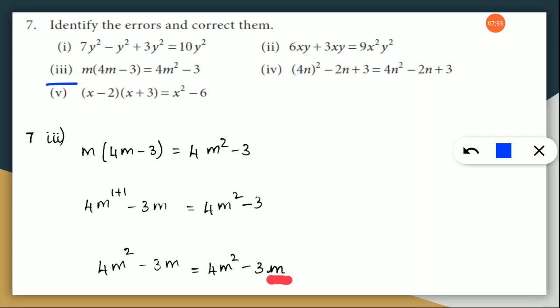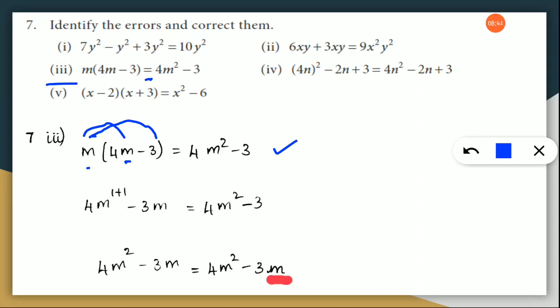Okay. Since there is an equal to sign, we know that both the right hand side and the left hand side should be equal. Shall we check? First, m into 4m minus 3 is equal to 4m square minus 3. The question is written. And in the next step, I am bringing this m inside. So what happens? The power should be added. So 4 power m plus 1. Okay. And then this m is multiplied with this minus 3 now. So minus 3m. Okay. And then 4m square minus 3. I am just writing the right hand side as such.